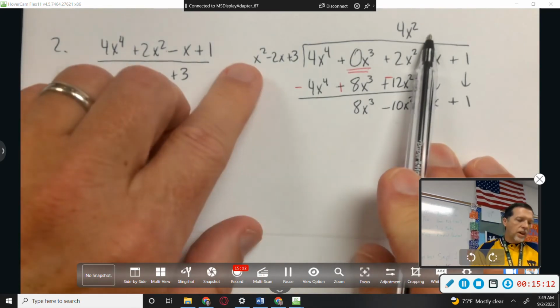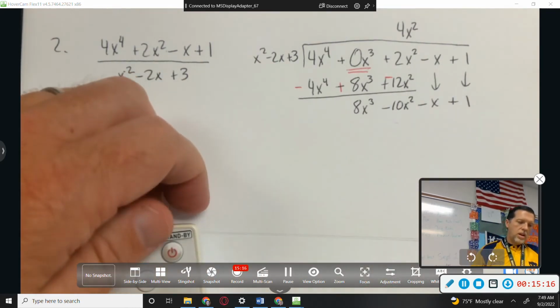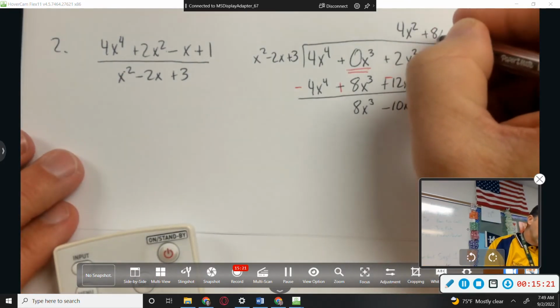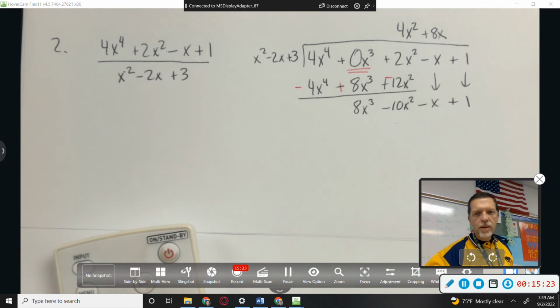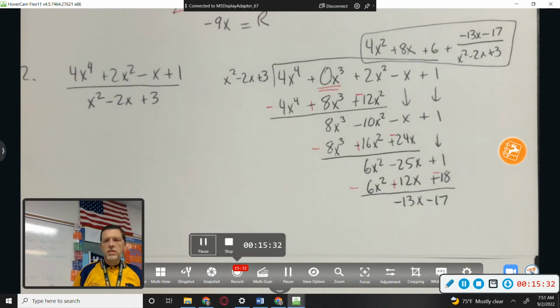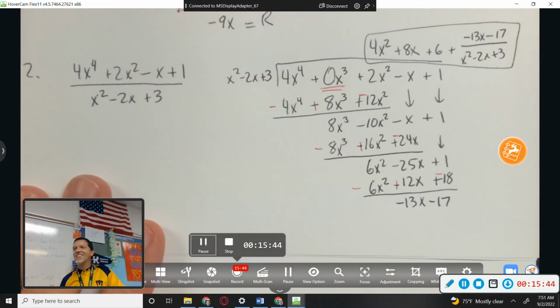So what times x squared gets me 8x cubed? 8x. Why don't you see if you can finish it from there? So definitely an 8x. So multiply it back, do the subtraction. Looks like you'll have to do it one more time after that. See if you can finish that problem. All right. Does that look good? Oh, it's frozen. Let me unfreeze it, and then you can see. Does that look good? Yes.